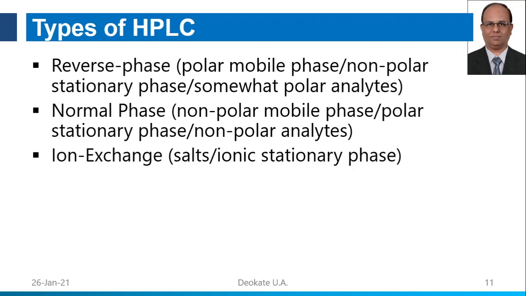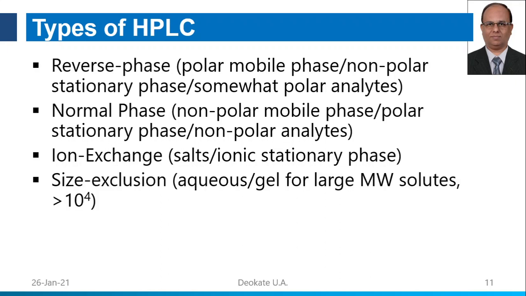Ion exchange HPLC is used for separation of salts and ionic substances on ion exchange resins, which are used as the stationary phase. Another HPLC type is size exclusion chromatography, where substances are separated according to their molecular weight, using various gels as the stationary phase, and the substances are allowed to pass through these gels.